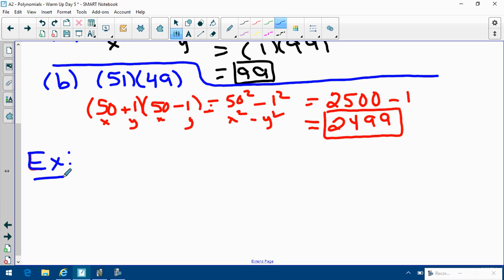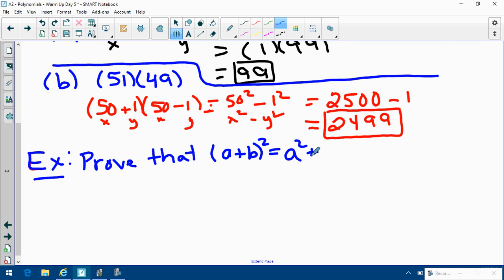in this next example. I want to say, prove that (a plus b) squared is equal to a squared plus 2ab plus b squared. Then use it to calculate 35 squared.